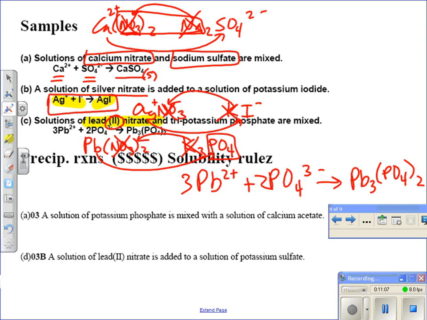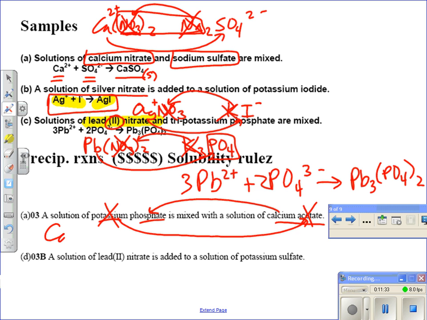And so you look at the sheet you have, we'll do the first one. Potassium phosphate and calcium acetate. What's going to happen? Potassium is going to go with acetate. Calcium is going to go with phosphate. I'll tell you right now, you can almost cancel the always soluble. Potassium's always soluble. Acetate's always soluble. So really what you're going to be left with when you mix those compounds is calcium phosphate.